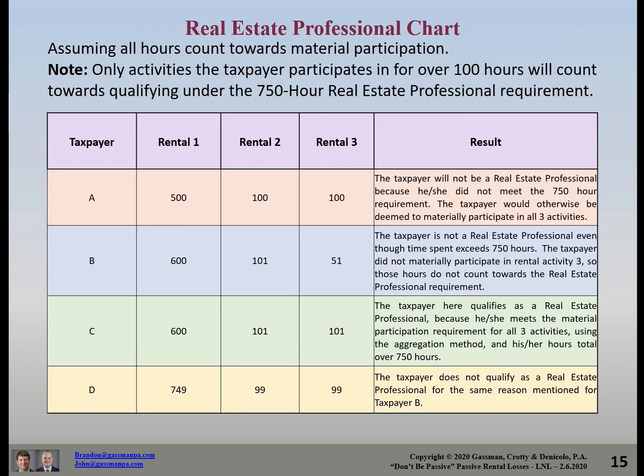Here's the real estate professional chart. So just going through to show you how you can aggregate time to meet the real estate professional requirement. You don't need to spend 750 hours on just one activity. You can have multiple activities, but you do need to have the activity be over 100 hours. So for example, in C, you have 601 and 101 in the other two. That will qualify. But in D, where you have 749 hours in one and 99 in the other two, you're not going to qualify. Only that 749 hours will count towards meeting that test, and unfortunately, you'll be a couple hours short.